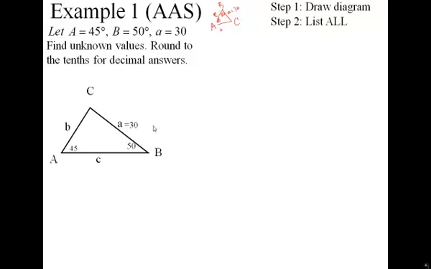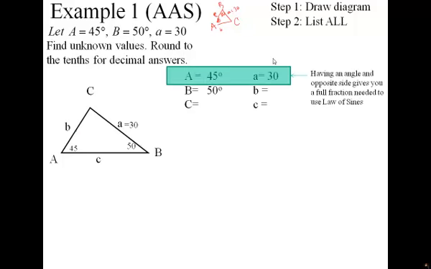So step 2, list all. That's where you're going to do this column of all the angles, do the column of all the sides, and then list out what you know. Having an angle with its opposite side gives you a full fraction or a full ratio. That's exactly what we want when we're doing the law of sines, because we're going to use that full ratio to help us solve these proportions.